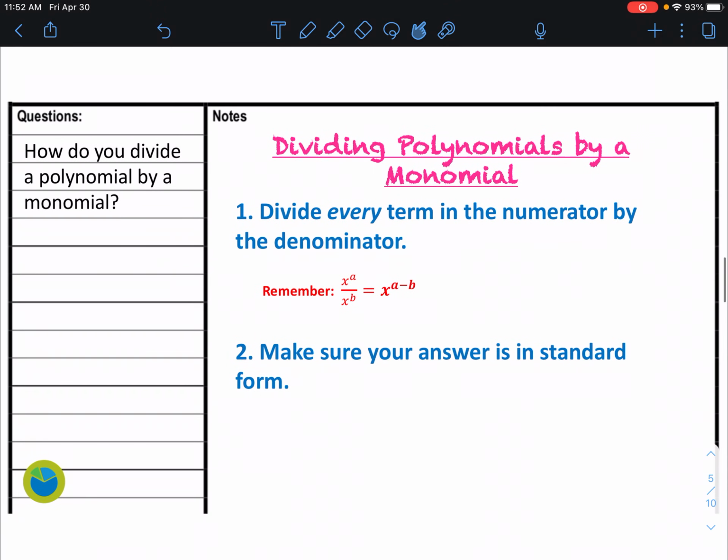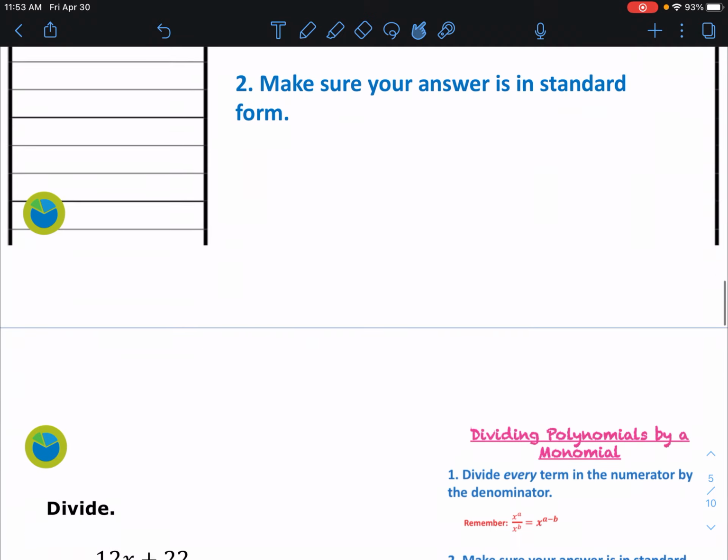Now we're going to talk about how do we take a whole polynomial and divide it by a monomial. So what do you need to do? Well, you need to divide every term in the numerator by the denominator, the monomial. Every single term. Watch your signs and keep in mind this property, right? And then make sure your final answer is in standard form. Once again, we're dealing with polynomials. Your answer should always be in standard form.